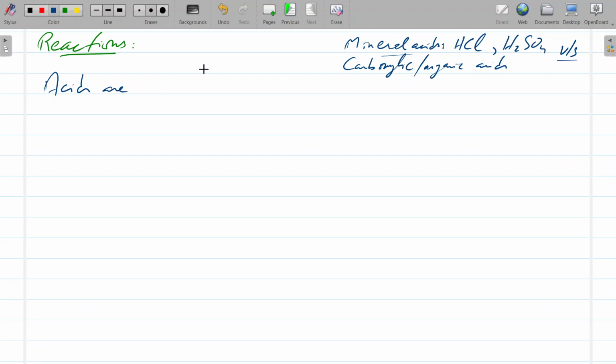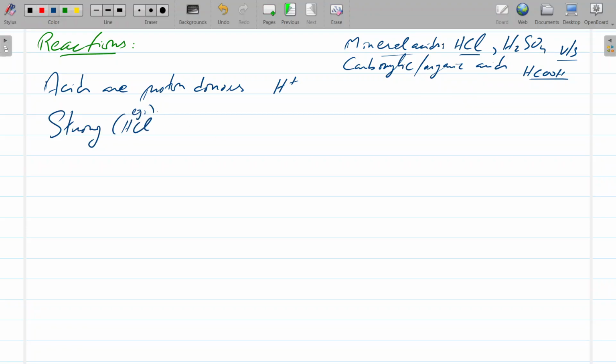Acids, the proper definition, which you need to know, are proton donors. So yes, they release hydrogen ions or protons. Saying hydrogen ions or protons is the same thing, because a hydrogen ion has lost the only electron it had, and the only thing left is a proton, right? So acids are proton donors. Whether it's HCl or methanoic acid, they're all going to give protons.